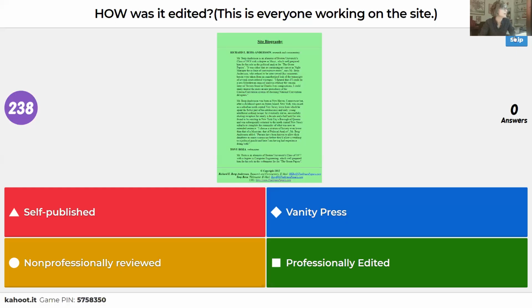So how was this item edited? And so this is everyone working on the site. We have Richard Berg Anderson is both the editor and also, I suppose, the writer as well as possibly the editor. There is a webmaster, but there's no indication that that person edits the content. So how do we think that this is edited? Same person who wrote it is the only staff person along with the webmaster.